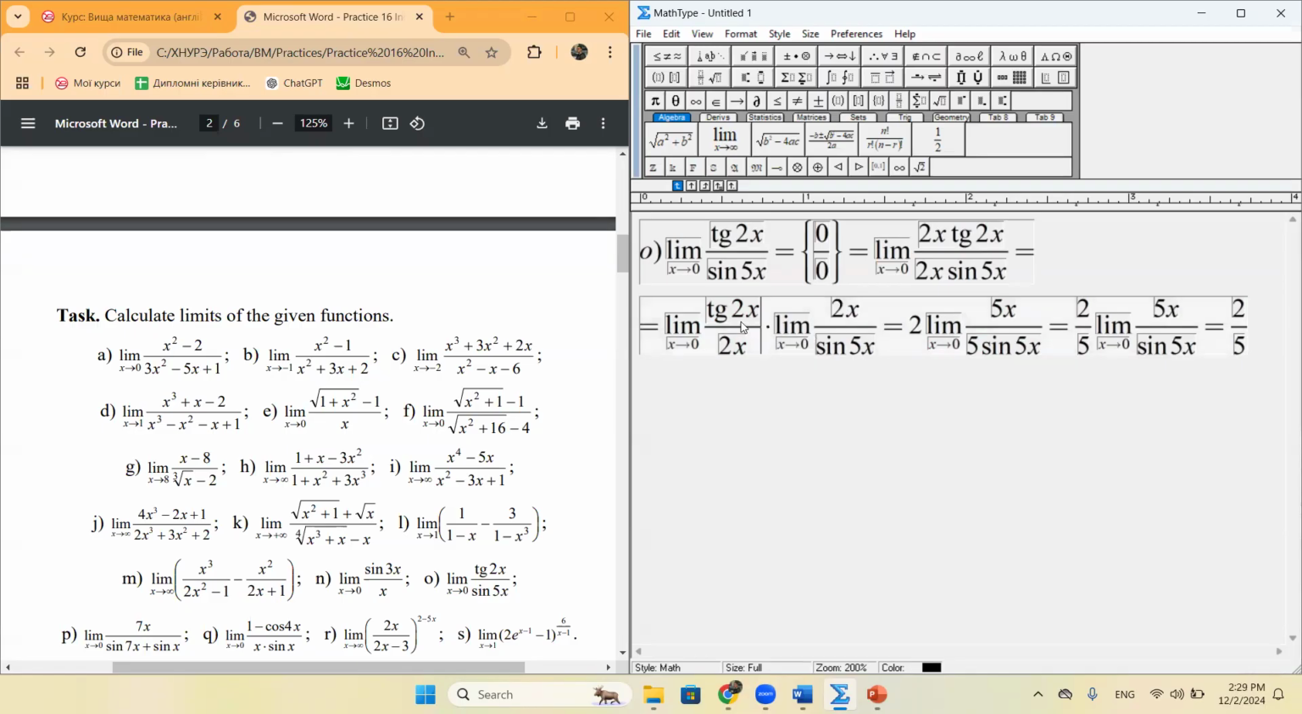2 remained here, and it just equals 1. Then I moved 2 out of the limit sign, and then multiplied and divided by 5 to perform the analogical operation to the sine. And as well I moved 5 out of brackets, and this is not the first special limit, but a consequence of the first special limit, and it equals 1. And the result is 2 over 5 multiplied by 1.